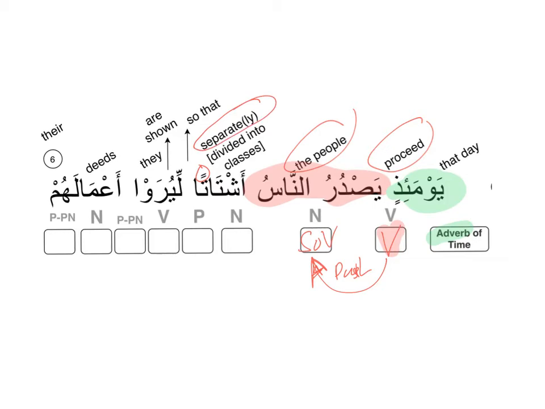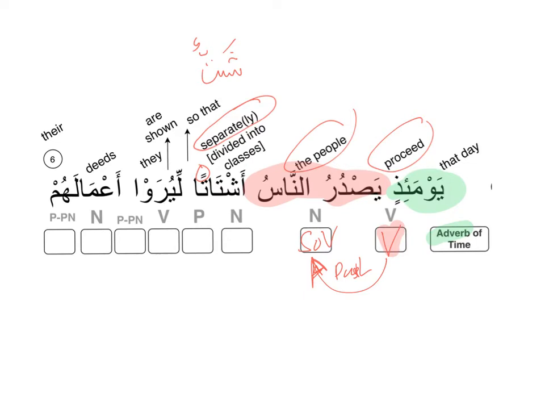Okay, so Ashtaatan is the plural of shattun. So you have shattun, and ashtaatun will be the plural, and then it has a fatha tanween. The meaning of shattun is scattered or divided, like a divided group, like a scattered group. So Ashtaatan would be like scattered groups of people, divided groups of people.